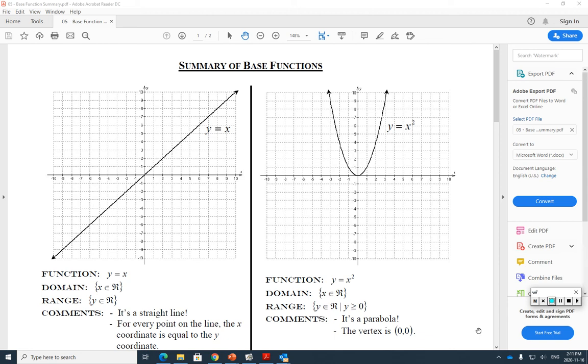Okay, summary of base functions. First, I want to tell you about the functions that you're supposed to know by now. If you don't, then spend some time looking at the sheet and making sure that these functions, even if you had the shape down, even if you see one of these functions and go, oh, I remember what that is going to be kind of shaped like.